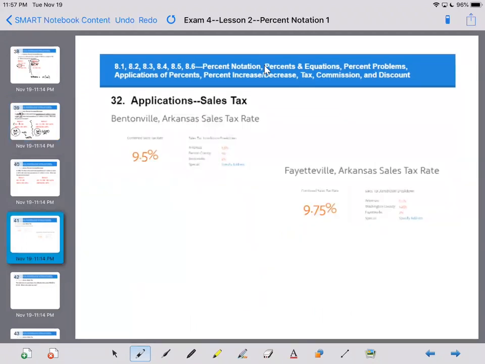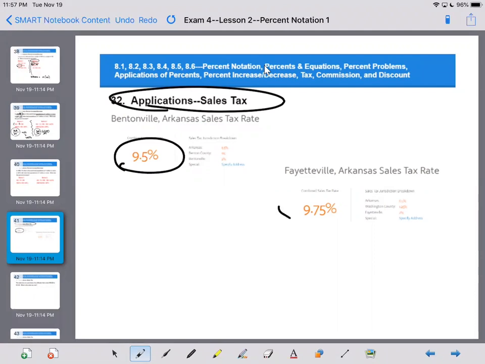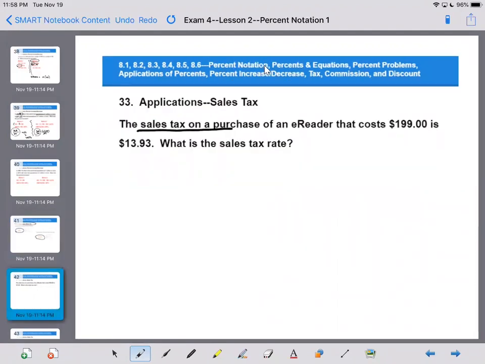When you're talking about sales tax, this is just something that I Googled recently. Sales tax for Bentonville is 9.5%, Fayetteville 9.75%. Sometimes that fluctuates a little bit, but if you're talking about sales tax, you have to think about what's being added to your total bill, and there's a percent of your total bill. So for instance, the sales tax on a purchase item of an e-reader that cost $199 is $13.93. What's the sales tax rate?